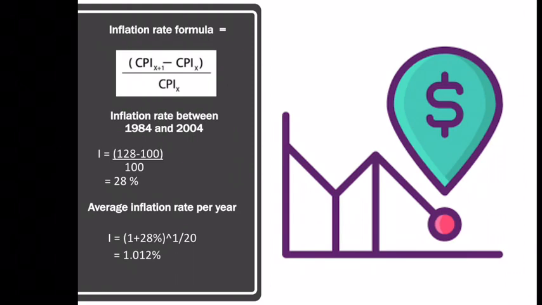And now we can calculate the inflation rate by using CPI. The inflation rate between 1984 and 2004 is 128 minus 100, divided by 100. The result is 28%. From the result, it means that prices have risen by 28% over the 20-year period. Moreover, we can calculate the average inflation per year, which is 1 plus 28% to the power of 1 over 20. The result is 1.012%.